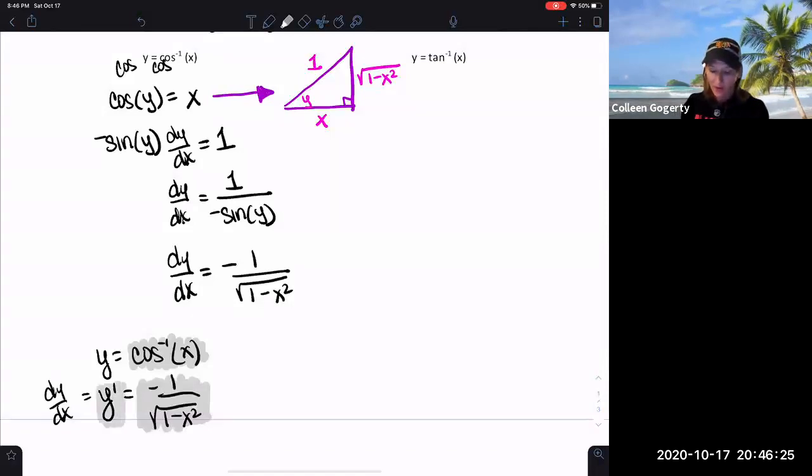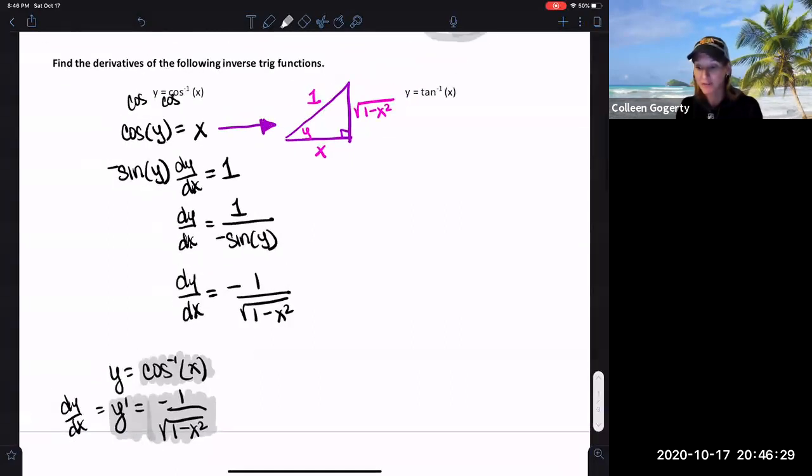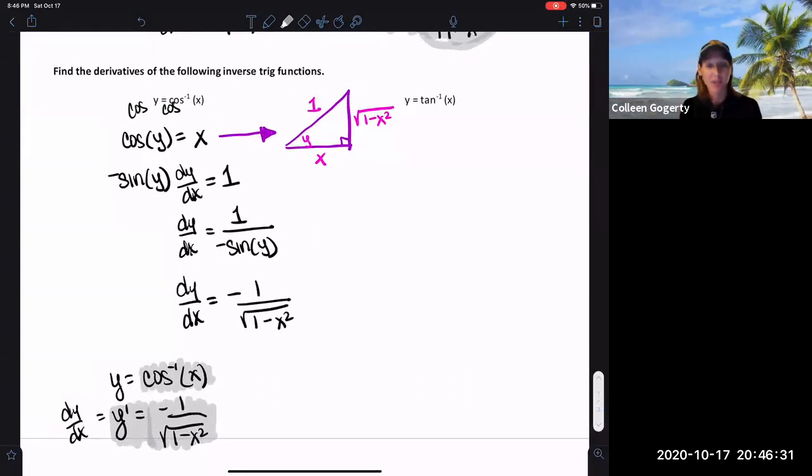Okay. All right. So if you haven't already tried tan inverse, please pause the video. It's really important for you guys to try this on your own.